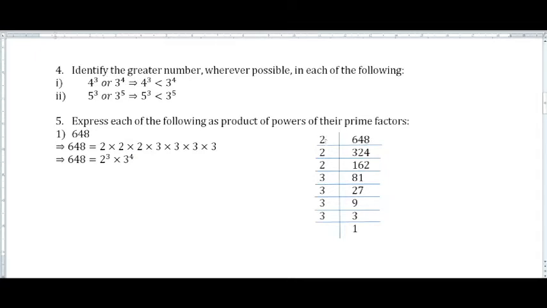648, we are going to divide by 2. The answer we have here is 324. If we divide 324 by 2 again, you will find 162. If we divide 162 by 2, the value is 81. So here, 81 cannot be divided anymore by 2.